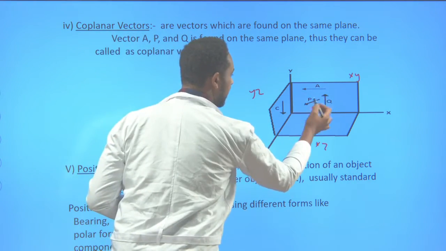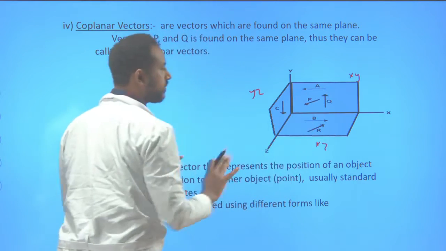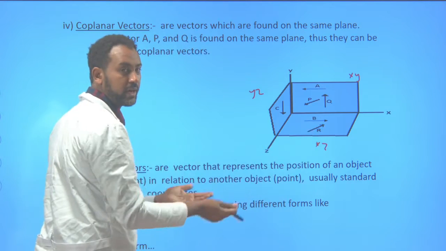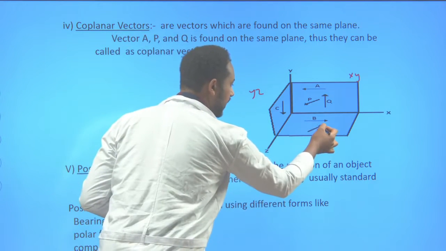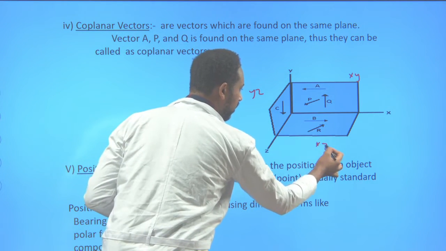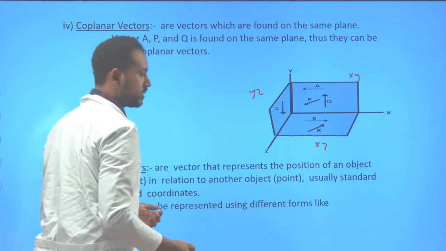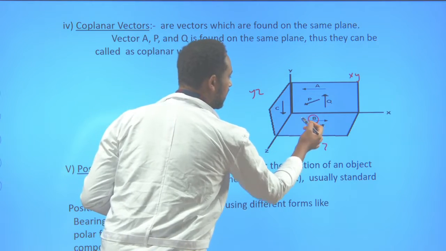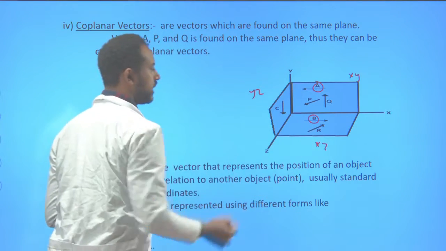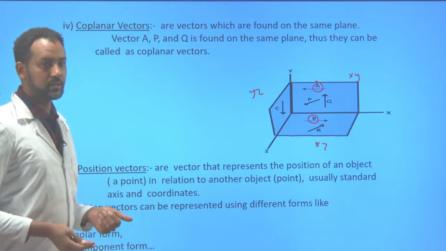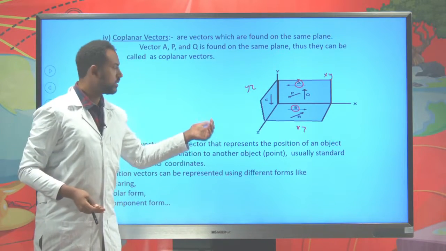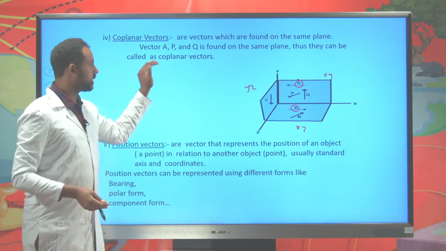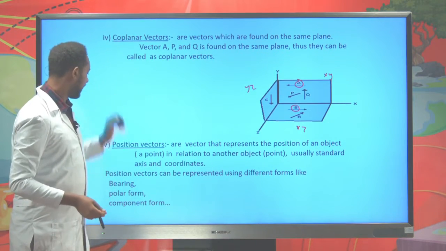Here we have vectors a, p, q. All those vectors are found on the xy plane, so those three vectors are said to be coplanar vectors. Whereas these two vectors, b and r, are found on the xz plane. Therefore, these are coplanar. But vector b and vector a are not collinear vectors, since they are found on different planes. Therefore, coplanar vectors are vectors which are found on the same plane.